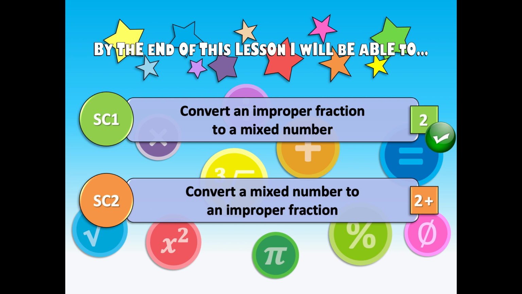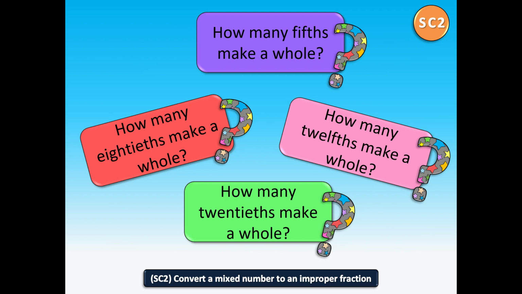So now we've completed success criteria 1, we're going to move on to number 2. And this is to convert mixed numbers into improper fractions. So for this, we need to be very careful about how many fractions make up a whole.